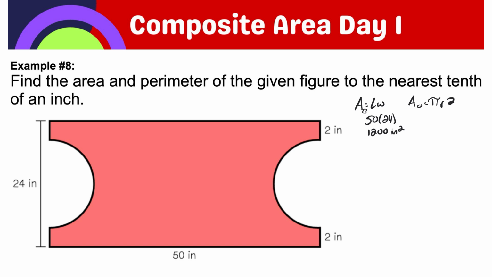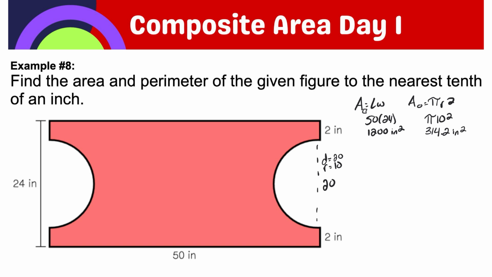Okay, this is the part that gets a little bit more challenging. If this full distance is 24, and these two little pieces are 2 each, 24 minus 2 means that the distance across the semicircle is 20. So let me mark that right here. That's going to be 20, and that's our diameter. So our diameter is 20, which means our radius is 10. So that will be pi 10 squared. And since it says to the nearest tenth, that is going to be 314 and 2/10 inches squared.